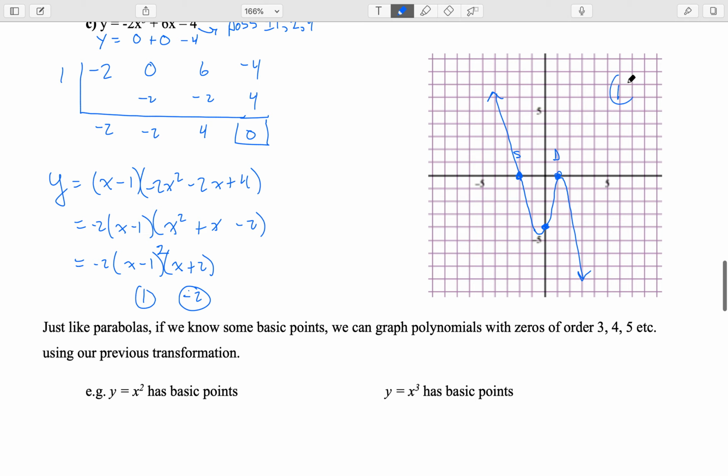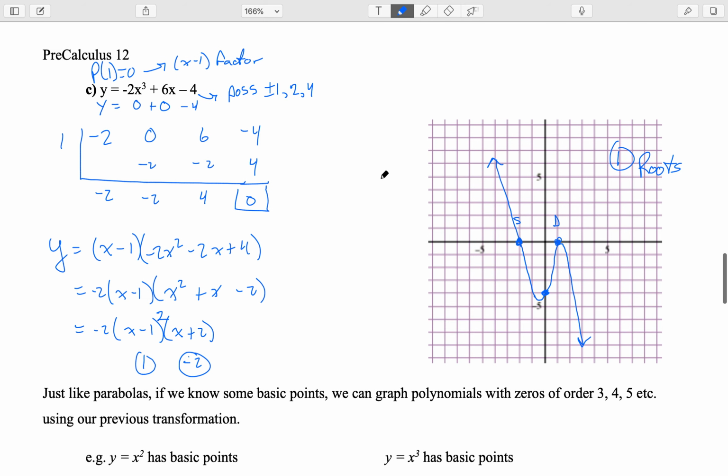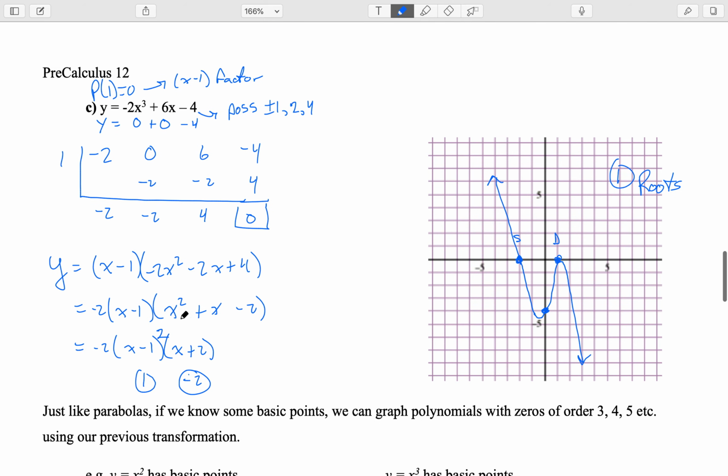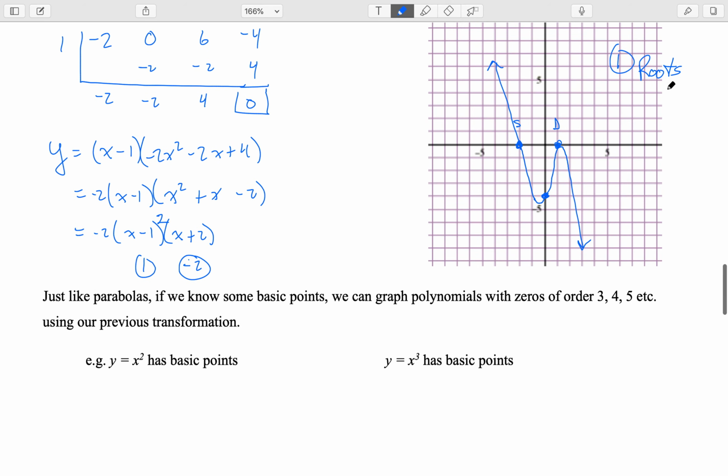So one mark is for the roots. Do you have the correct roots? Negative 2 and, well, actually, if this was a question, you'd probably get 2 marks for doing the factoring first, then the 3 marks for the graph. Do you have the roots? And are they in the single and double? Are they the appropriate multiplicities?